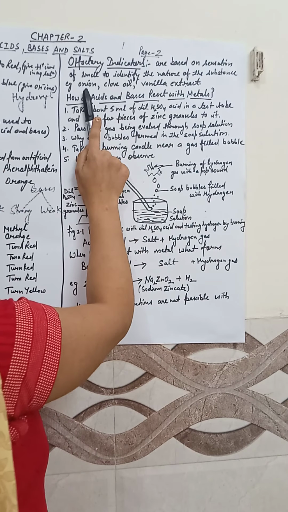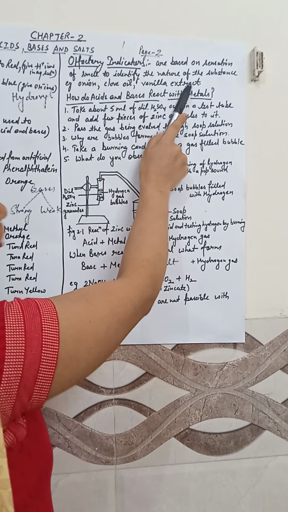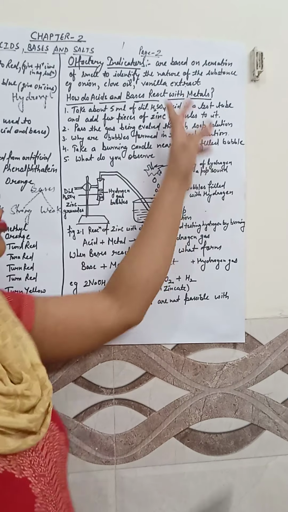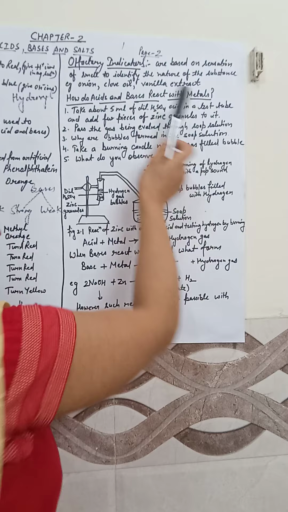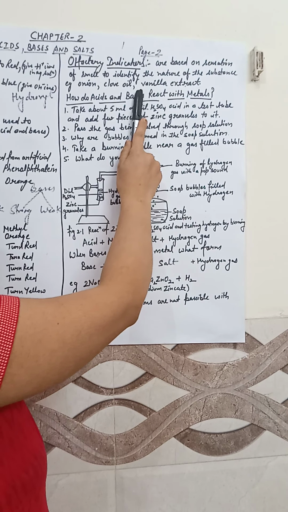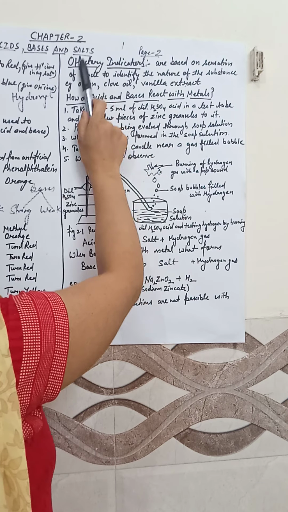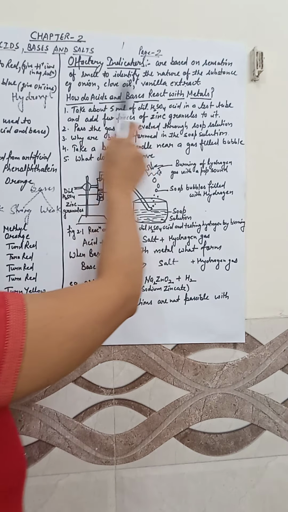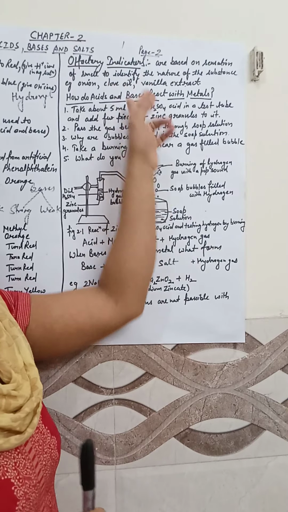For example, onion, clove oil, vanilla extract. You know vanilla extract, which is used in vanilla ice creams, is called vanilla extract or vanilla essence. So these are all identified by smell. These are called olfactory indicators.